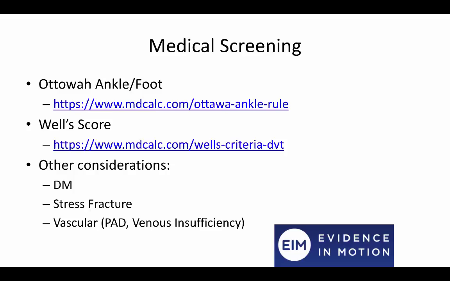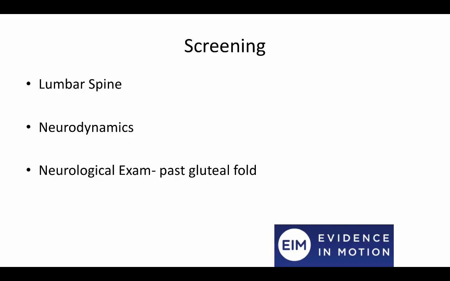And then some vascular considerations. Peripheral artery disease, venous insufficiency. Make sure that you know how to differentiate perhaps something coming from lumbar spine or an issue in gastroc between peripheral arterial disease with measuring ankle brachial index and venous insufficiency. So just make sure that you're looking at that.